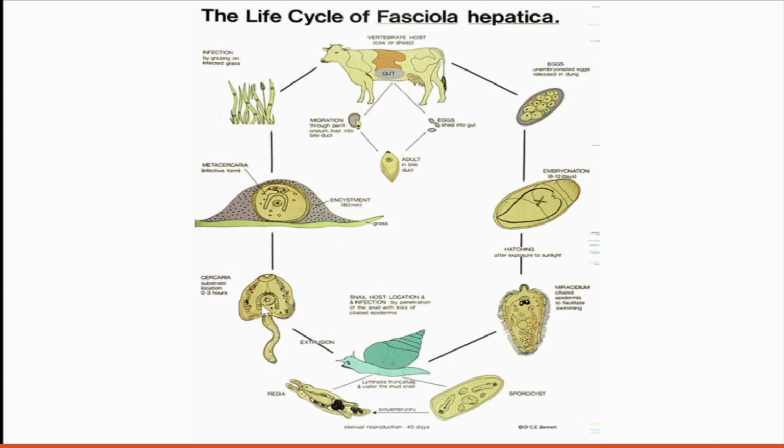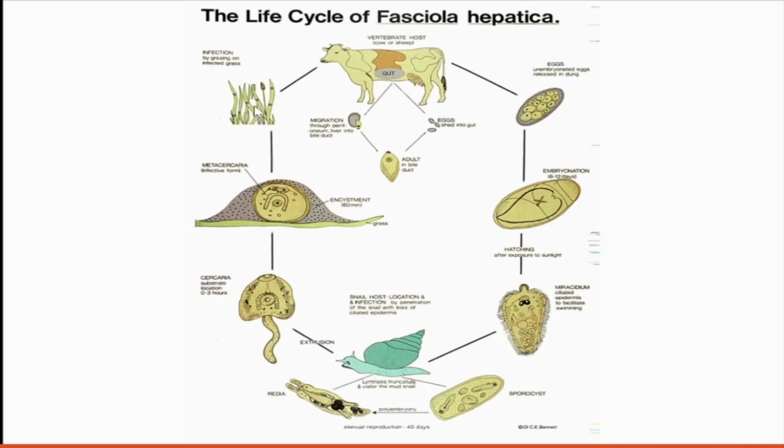And after reaching this form, the cercaria leaves the body of the snail and attaches to some grass, to the green leaves. It becomes encysted, covered by a protective covering, to form another stage, that is metacercaria. What is it? Metacercaria.